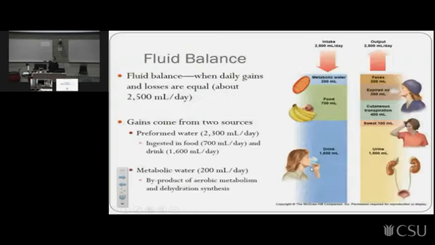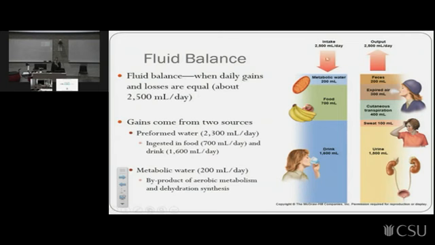So, fluid balance. Daily gains and losses are supposed to be somewhat equal, at about 2.5 litres per day. Gains can come from two sources: preformed water or metabolic water. Preformed water is essentially ingested water, so this can come from foods or drink. And metabolic water is where H2O, or water, is a byproduct of aerobic metabolism and dehydration synthesis.